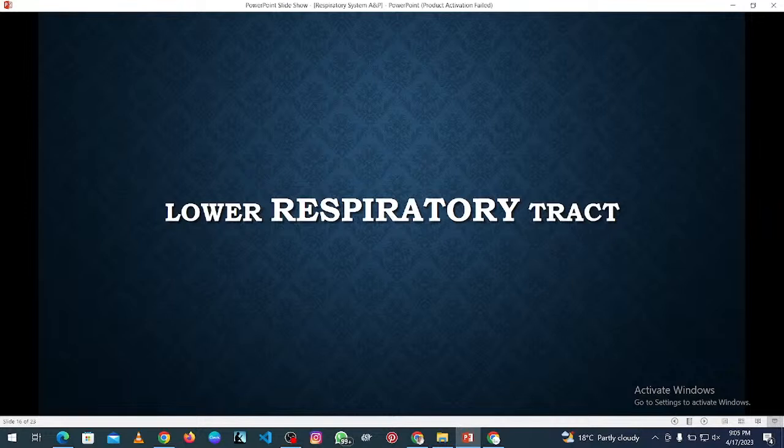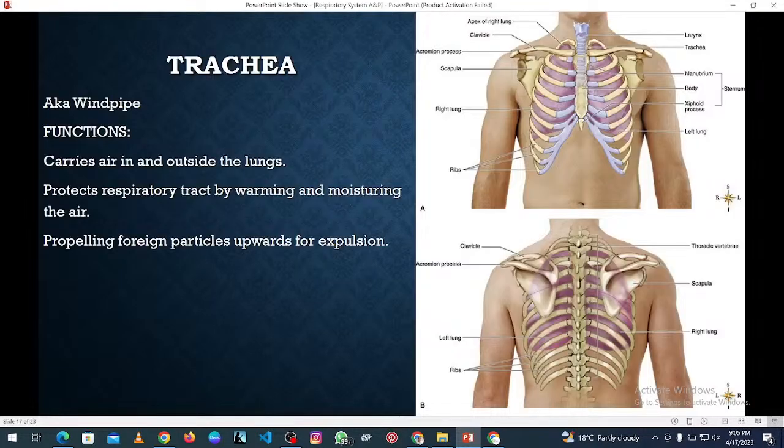The lungs, the bronchioles, the bronchus. Okay. So we'll start with the trachea. It's the very first organ in the respiratory system. In layman's language, it's called the windpipe.